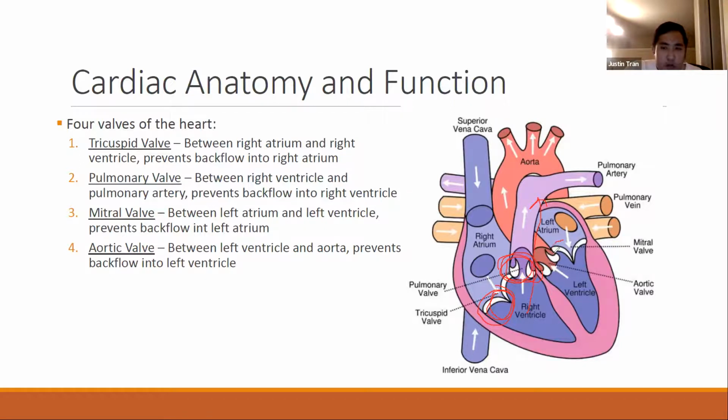Next, we have the mitral valve, and the mitral valve stands between the left atrium and the left ventricle. Again, this is to prevent backflow back into the left atrium. Okay, and the last valve we have here is the aortic valve, which exists at the exit of the left ventricle, and this is to prevent backflow back into the left ventricle. Okay, and so all the valves serve the same purpose. It's just to prevent any kind of backflow from happening.